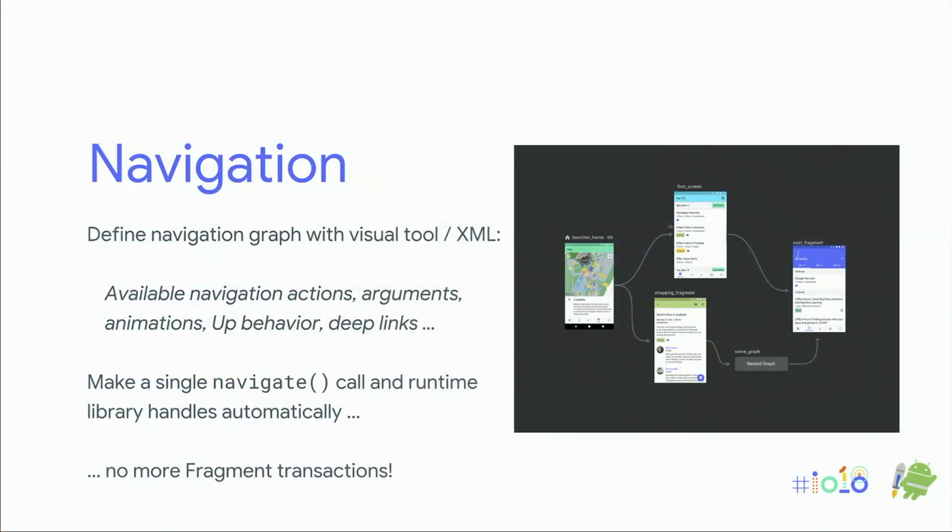So it's to help solve problems like that that we're launching navigation. What we're giving you is a visual tool that lets you edit the navigation graph of your app, which is represented in XML. That lets you define a set of available navigation actions, arguments you can pass from place to place, and things like visual transitions. Then a single navigate call activates all of that at runtime. And last but not least, that means one thing you never have to worry about again is touching a fragment transaction with your bare hands.